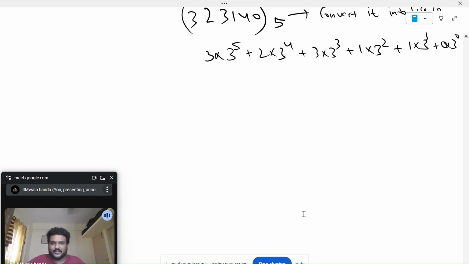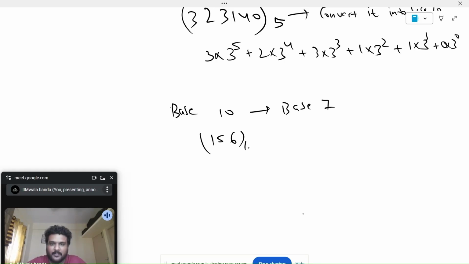Now let's do the opposite. We will go from base 10 to, let's say, base 7. So 156 in base 10. I want to see what it is in base 7. Now there's a trick to that. Just divide the number, whatever it is, by whatever base you want to convert it into. Let's divide it by 7, and this is how you should denote it.